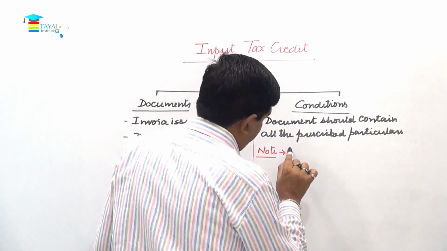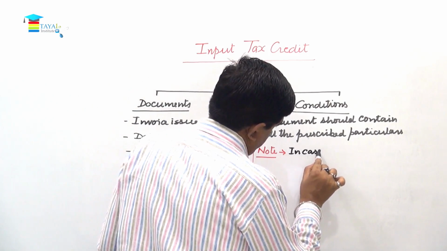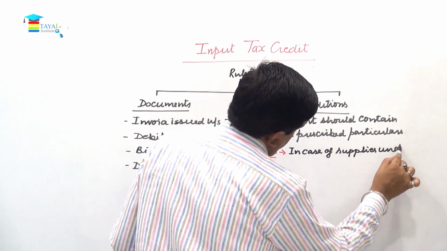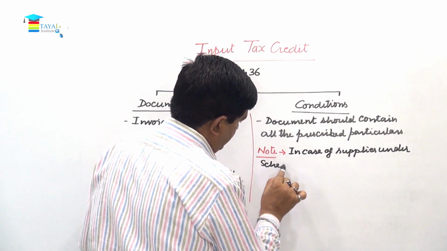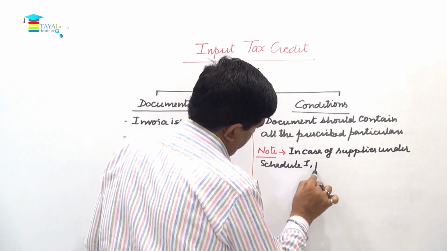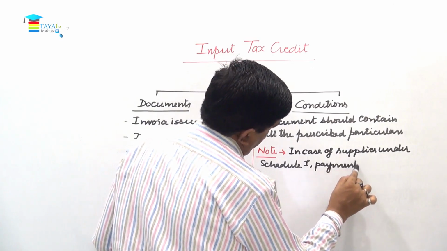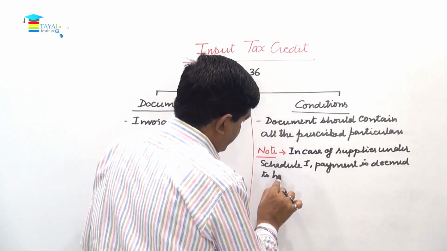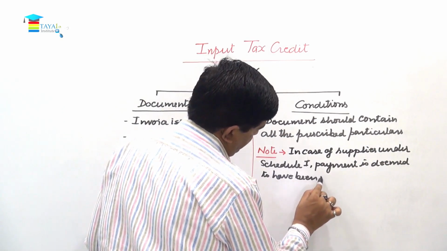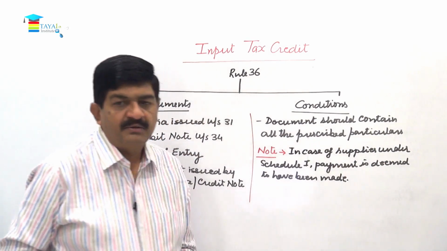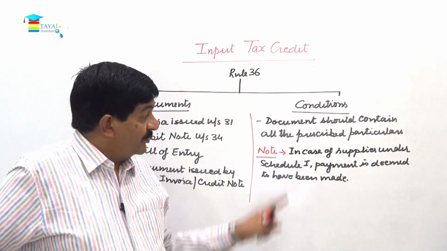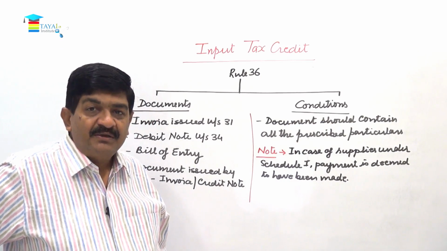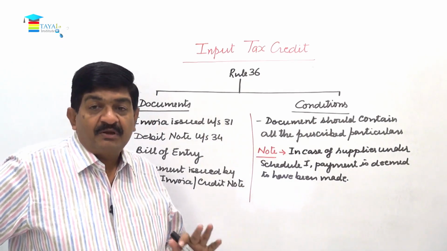In case of supplies under Schedule 1, payment is deemed to have been made. So the question of reversal of credit will never arise, because here we are talking about all the prescribed particulars being there. Quite possibly there is no value of the supply being made under Schedule 1. For that purpose credit can be availed even if there is no payment, and the question of reversal will never arise.